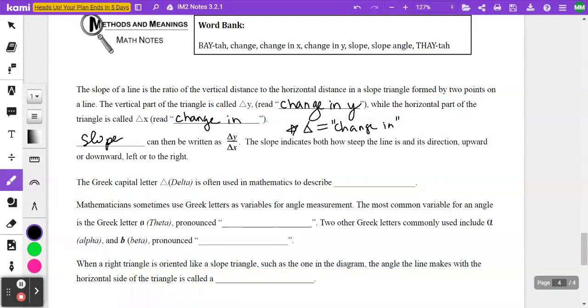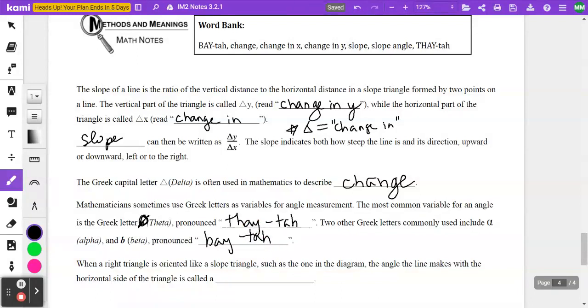The Greek capital letter delta is often used in mathematics to describe change. Mathematicians sometimes use Greek letters as variables for angle measurement. The most common variable for an angle is the Greek letter theta. And in case you can't tell what that looks like, it looks like this. And it's pronounced theta. Two other Greek letters commonly used are alpha and beta. Beta is pronounced beta.